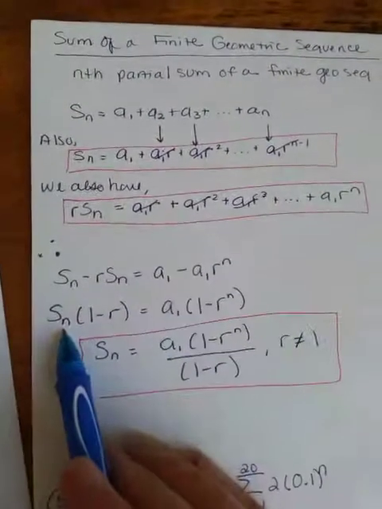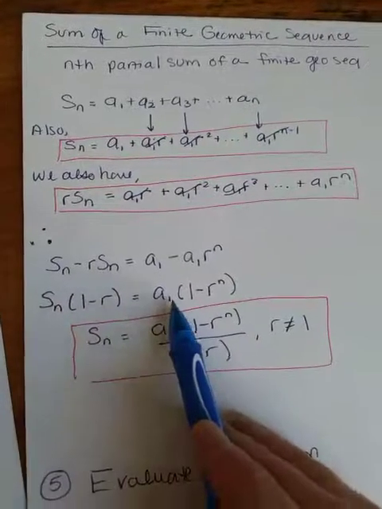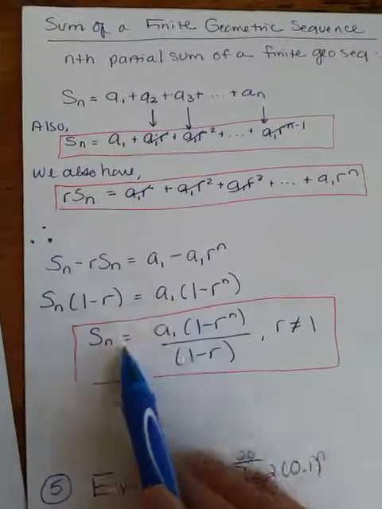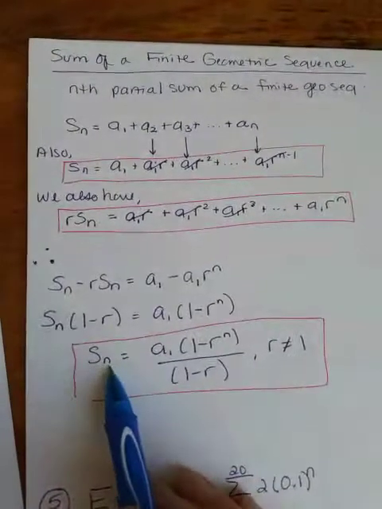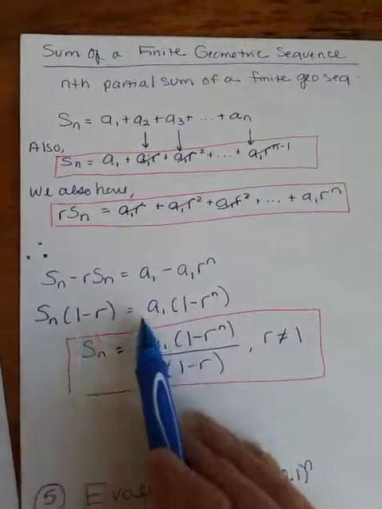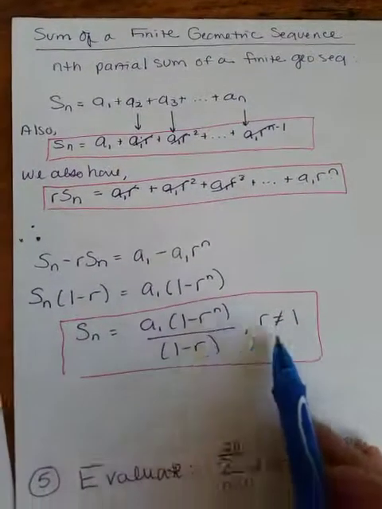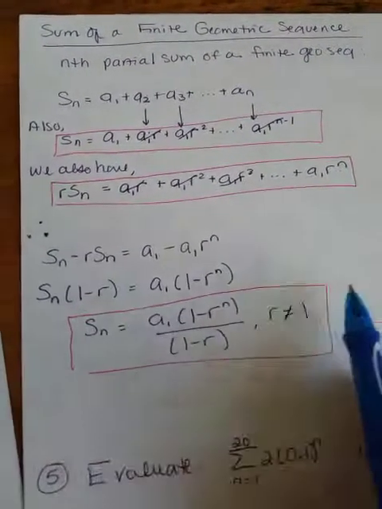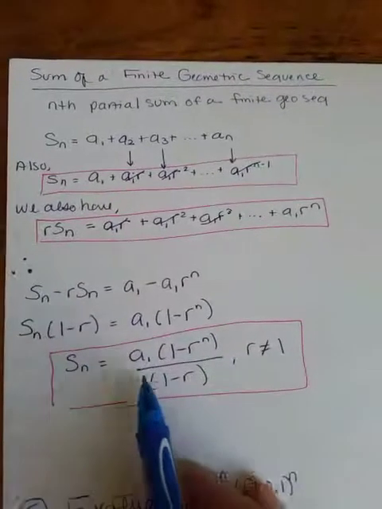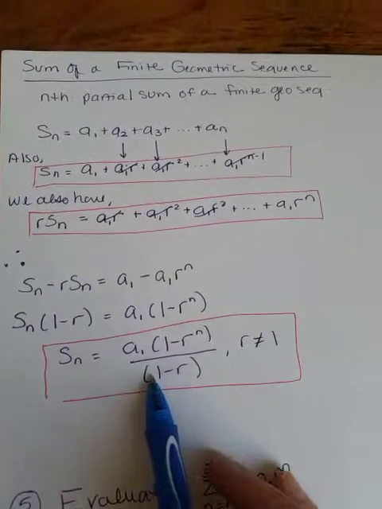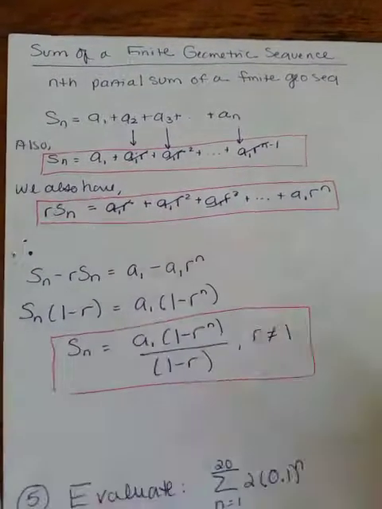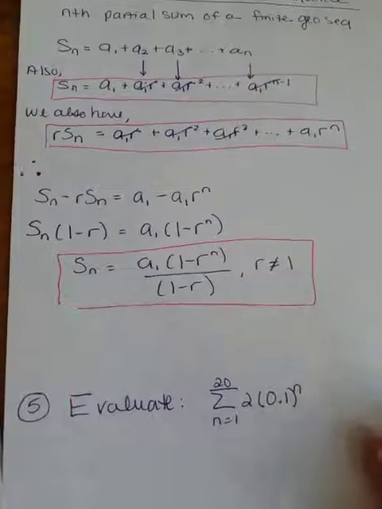I can factor an S sub n out on the left and an a sub 1 on the right. Again, we're trying to show the summation, so I'm trying to isolate S sub n. I would divide both sides by the quantity 1 minus r. And this ends up being your equation for the summation of a finite geometric sequence. Again, r couldn't be 1 because you would get 0 in the denominator.